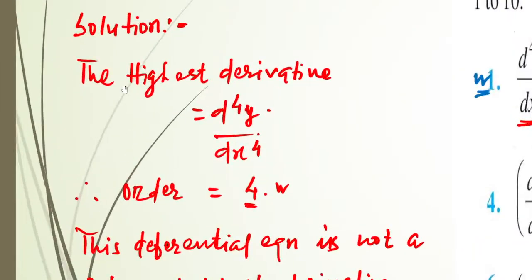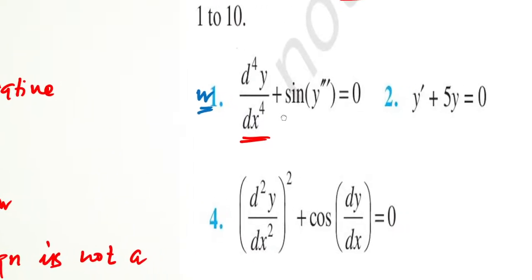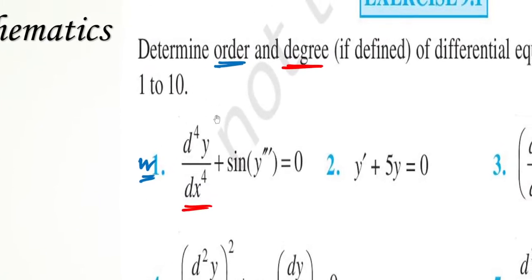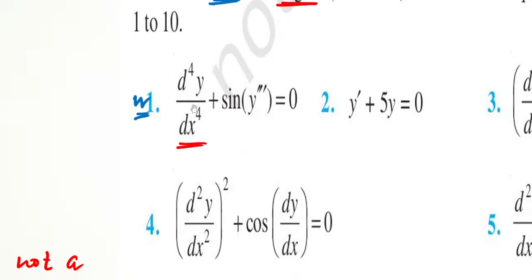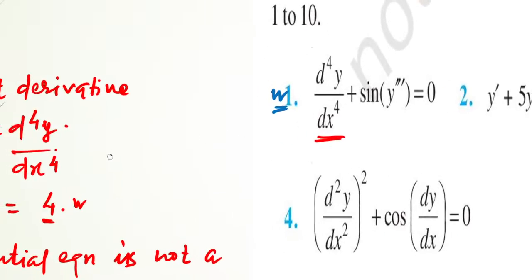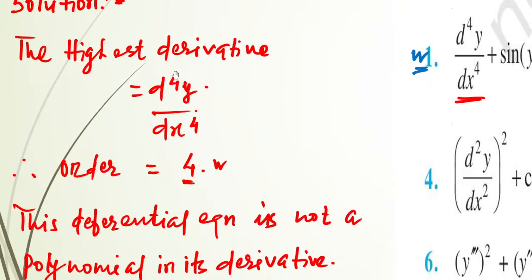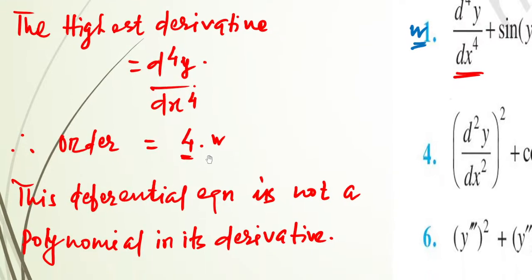So let's see here. This is question number 1, and questions 1 to 10 ask us to find out the order and degree of the given differential equation. I have solved question number 1. This is the differential equation having highest derivative d⁴y by dx⁴ plus third derivative of sin y equal to 0. The highest derivative determines the order. So the order of this differential equation is 4.